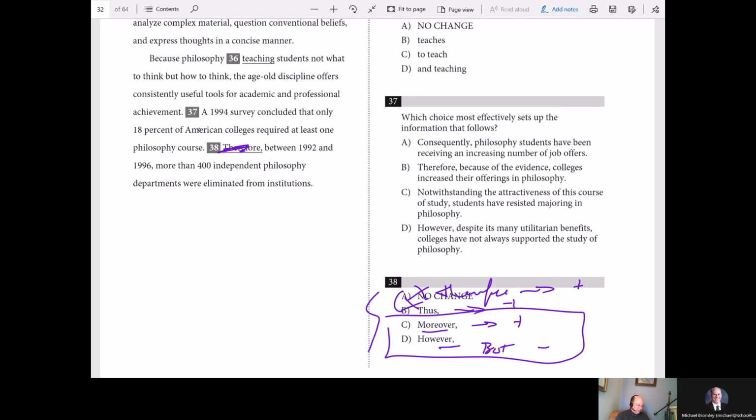Okay, a '94 survey concluded that only 18% of American colleges required at least one philosophy course. So only 18% of colleges have a philosophy course. Between '92 and '96, more than 400 independent philosophy departments were eliminated from institutions. Oh, so they're extending that idea. We're not contradicting it. So I'm going to extend it and say not only do only 18% of colleges require one philosophy course, they've been dropping them. And the word "only" is really our key because we're limiting that. So on 38, we're going to go with C, "moreover," because we're emphasizing the point made prior.